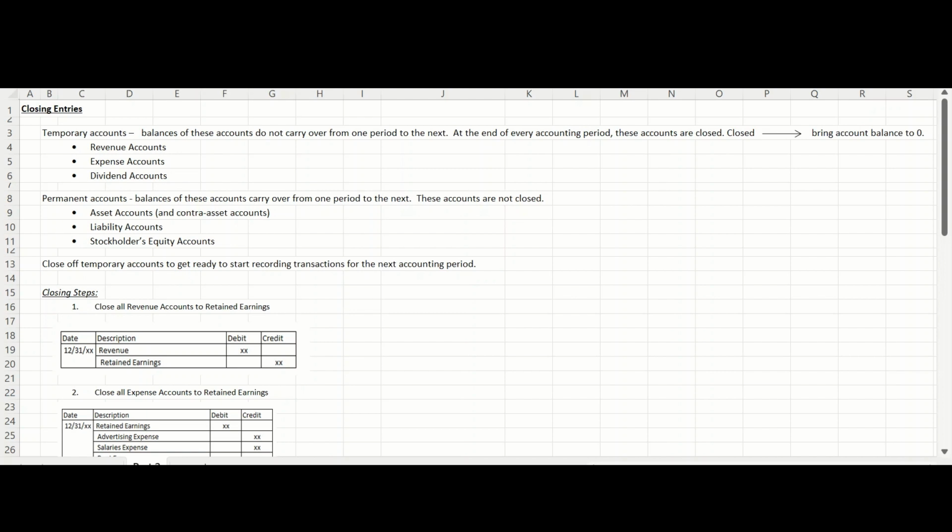Then we also know about permanent accounts, where the balances of these accounts carry from one period to the next, and they're not closed. So looking at the balances in any of the permanent accounts, we will be seeing amounts from the beginning of time. So asset accounts and contra asset accounts are permanent accounts. Liability accounts are permanent accounts, and stockholder equity accounts are permanent accounts.